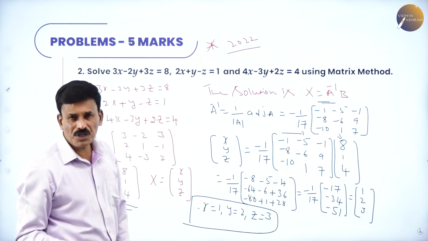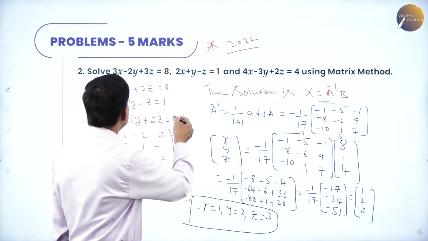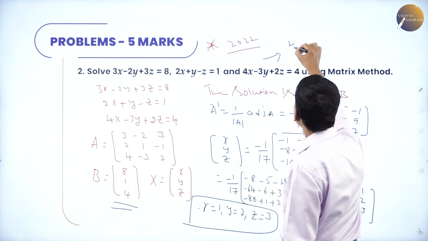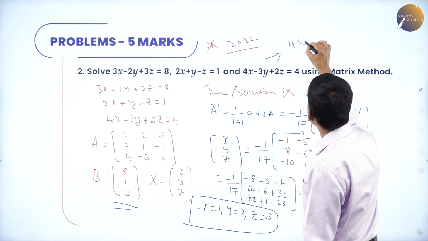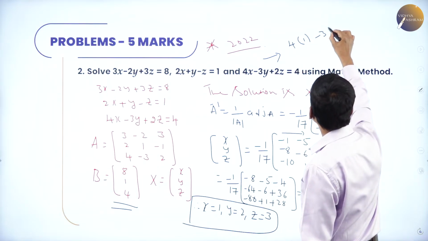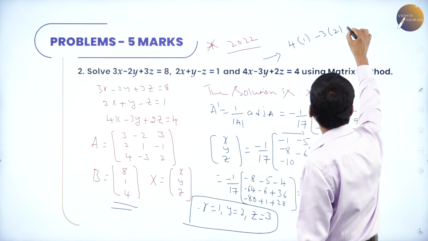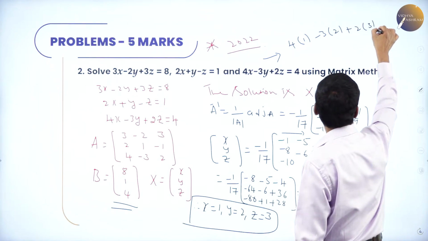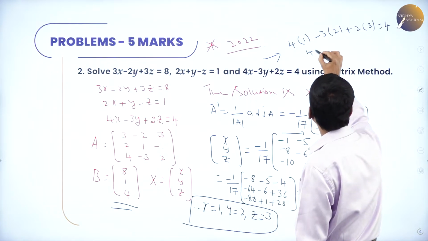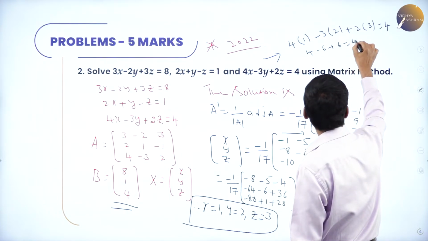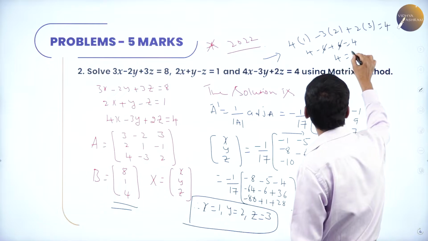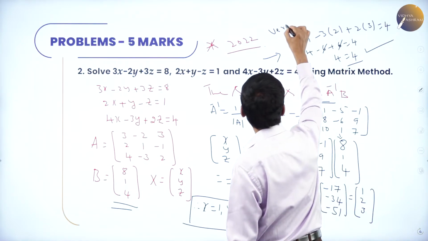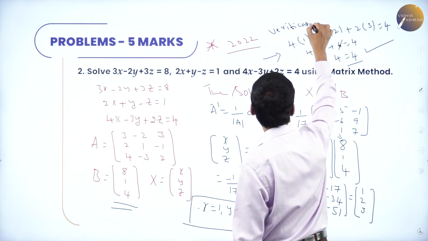That's it. If you want, you can verify. Substitute these values in any one of the equations. Let us consider this equation itself: 4 into x, which is 1, minus 3 into y, which is 2, plus 2 into z, where z is equal to 3. So this is 4 minus 6 plus 6. 4 is equal to 4. This is verified, if verification is required.